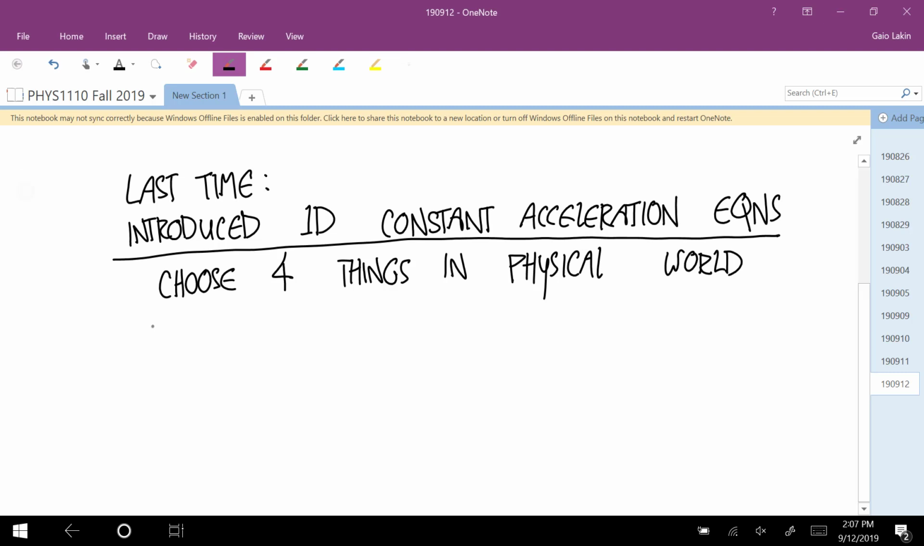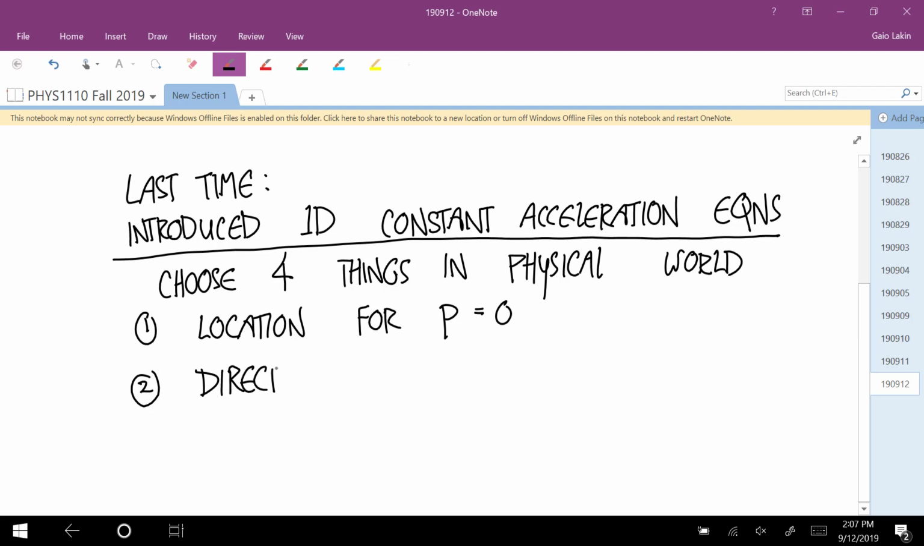So those 4 things are, you have to choose the location that you're going to call position equals 0. You have to choose a direction that you're going to call positive. And once you do that, that by default defines the negative direction too.